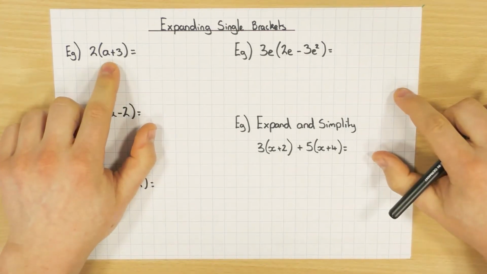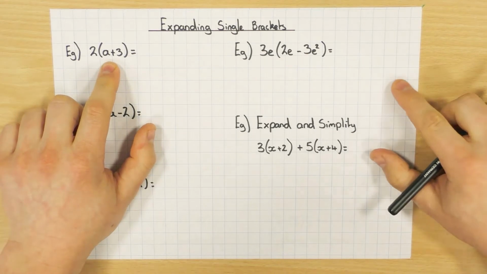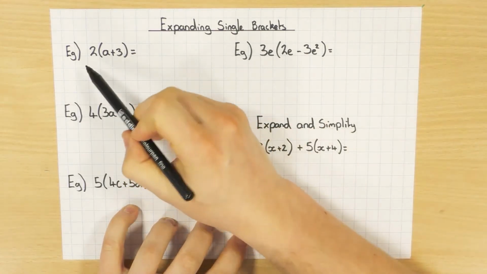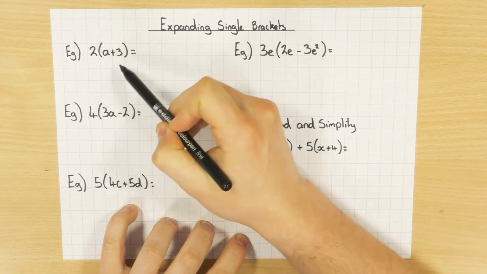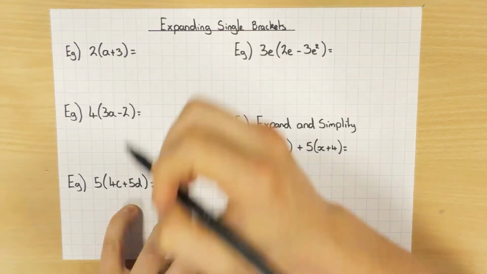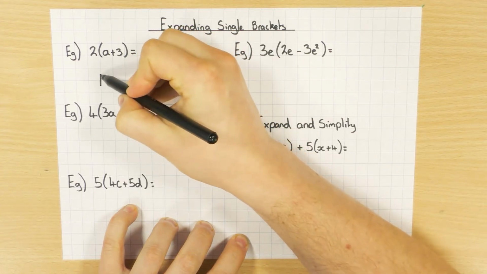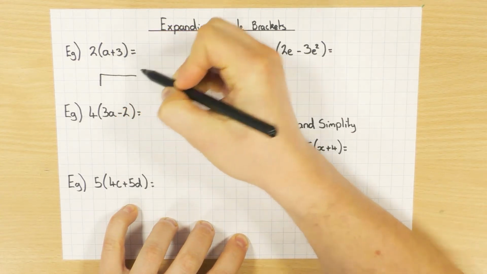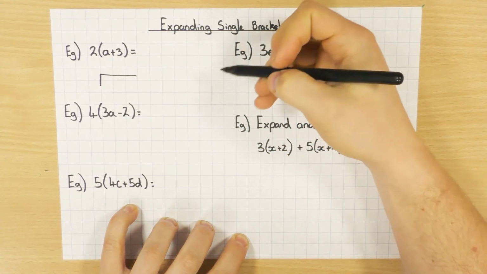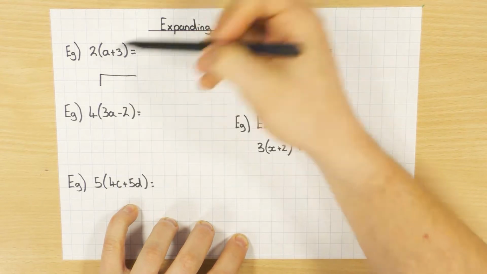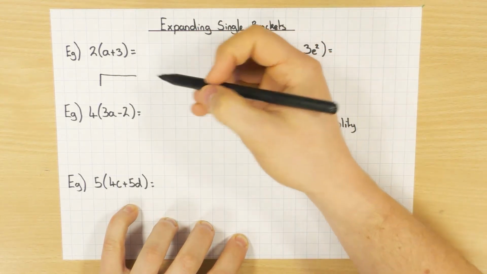So 2 on the outside, a plus 3 on the inside. The first thing to remember is that whenever we're expanding brackets, we are multiplying everything on the outside by everything on the inside. I'm going to use my little grid here, my little table, whatever you want to call it, purely and simply because when it comes to factorising, so putting it back into brackets, I quite like using this method. So when I'm expanding, I'll use the same method.